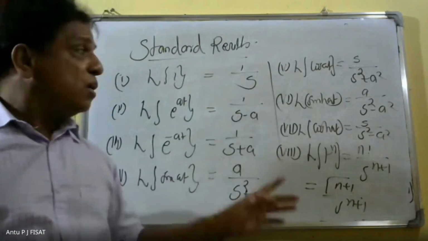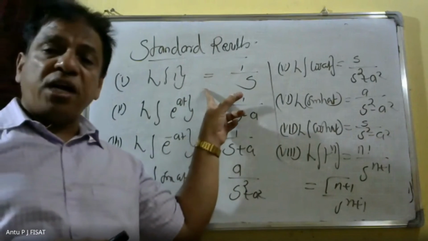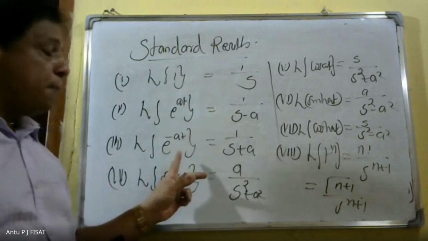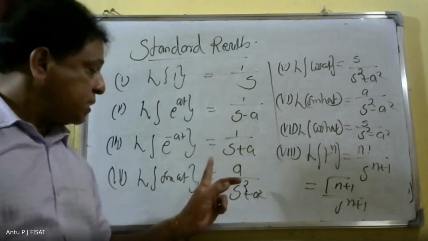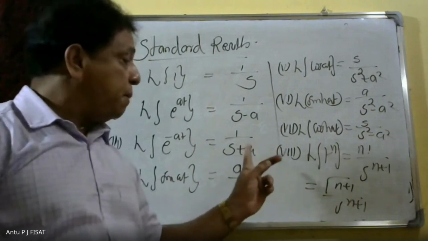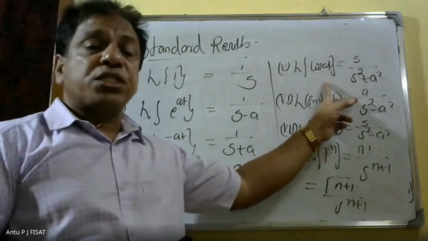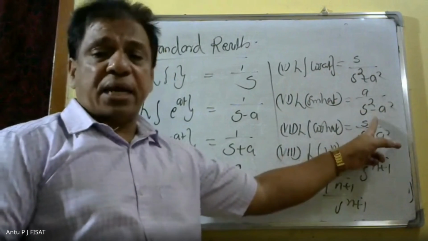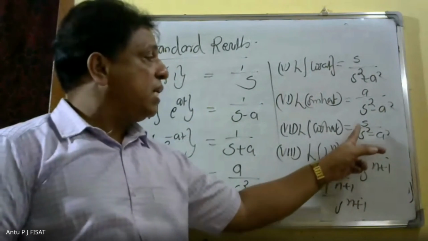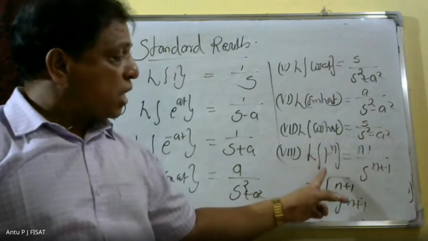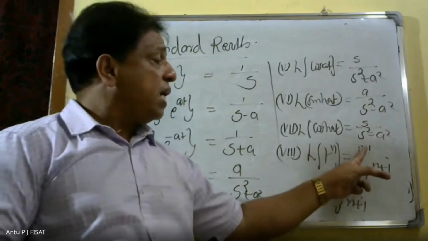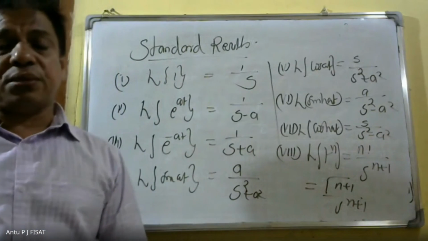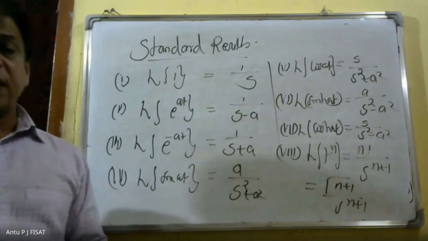The standard results are: Laplace transform of 1 is 1 by s. Laplace transform of e raised to at is 1 by s minus a. Laplace transform of e raised to minus at is 1 by s plus a. Laplace transform of sin at is a by s square plus a square. Laplace transform of cos at is s by s square plus a square. Laplace transform of sinh at is a by s square minus a square. Laplace transform of cosh at is s by s square minus a square. Laplace transform of t raised to n has two formulas: n factorial by s raised to n plus 1, and gamma n plus 1 by s raised to n plus 1. These are the important formulas in the Laplace transform.